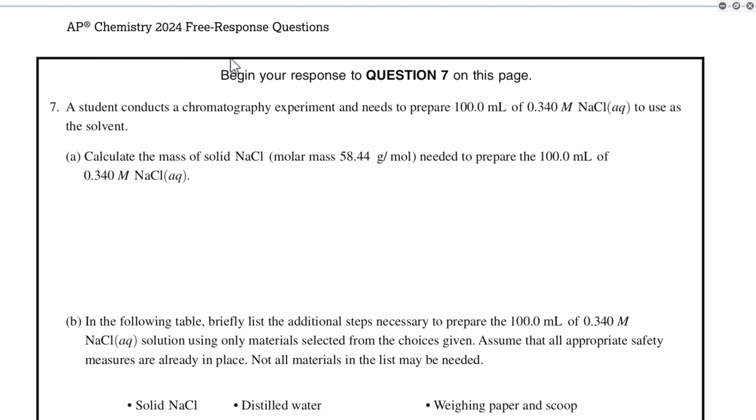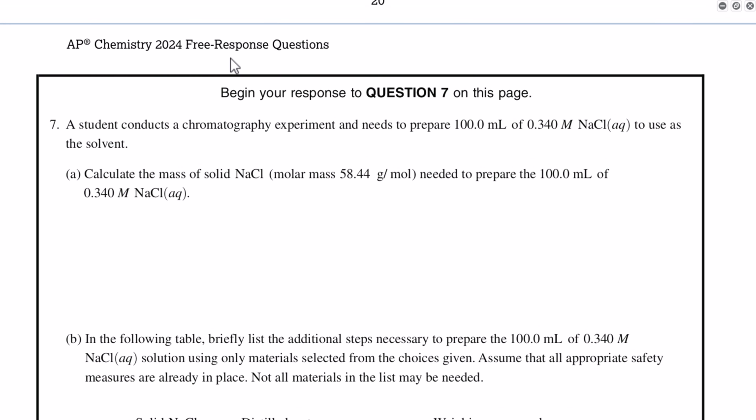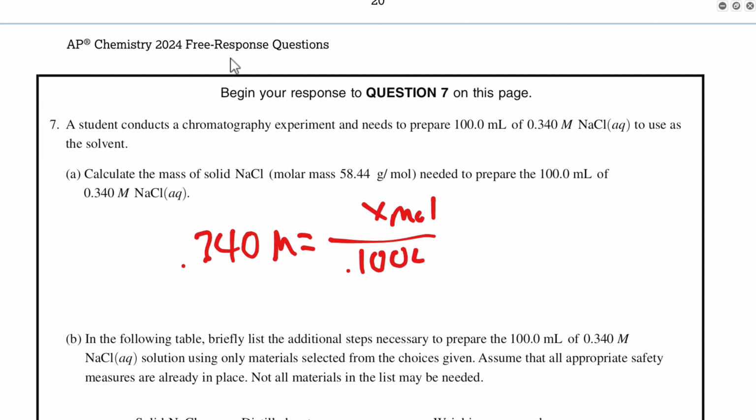All right, lastly here, a student conducts a chromatography experiment and needs to prepare 100 milliliters of a 0.340 molar NaCl to use as a solvent. Calculate the mass of solid NaCl needed to prepare 100 milliliters of the 0.34 molar NaCl. So, again, another molarity problem. So we're going to take 0.34 for our molarity, 0.100 liters. We can solve for moles that way. So 0.1 times 0.340 is going to give me 0.034 moles of NaCl.